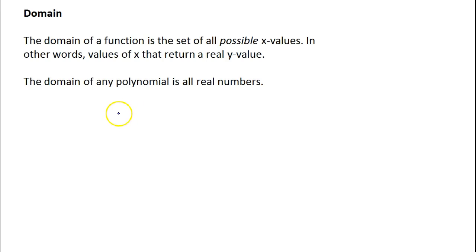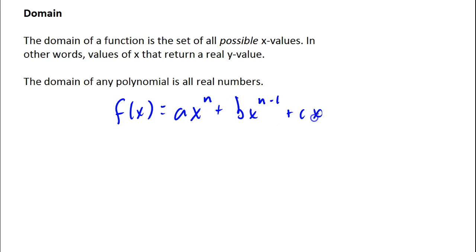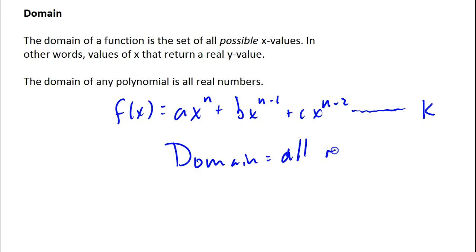And so if you have a function in the form of a x to the n plus b x to the n minus 1 plus c x to the n minus 2, and so on, all the way out to some constant, where a, b, and c are all real numbers, you automatically know the domain is all real numbers. Okay?